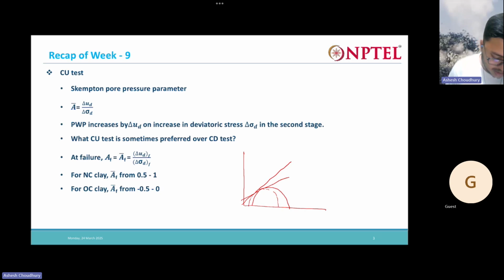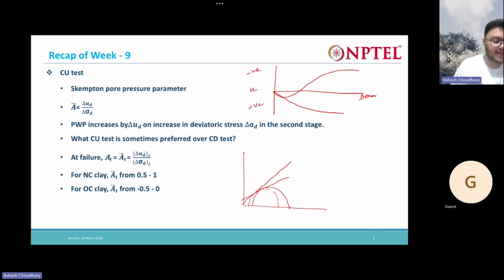That is because if I plot the pore water pressure, negative, you put positive here, and here you have the strain. Now when we have a normally consolidated clay sample or a loose sand, the behavior is something like this. But for over consolidated clay or dense sand, what happened? The behavior is something like this. So there is some dilation.